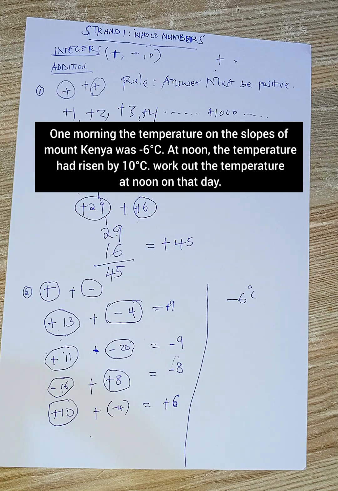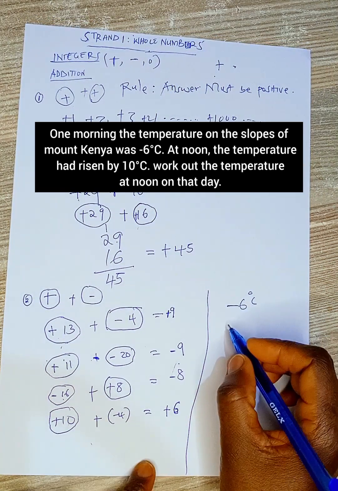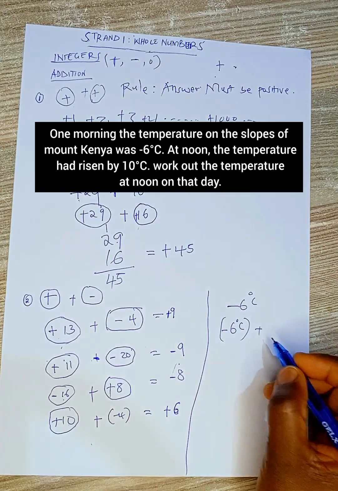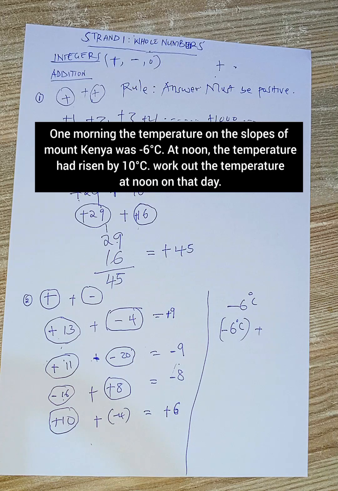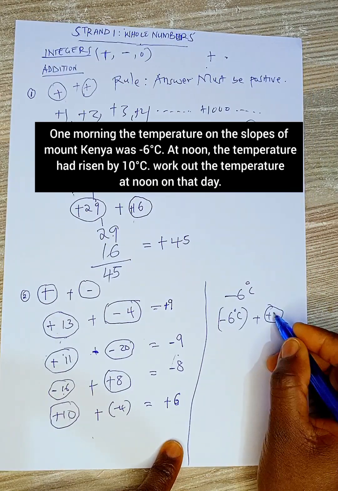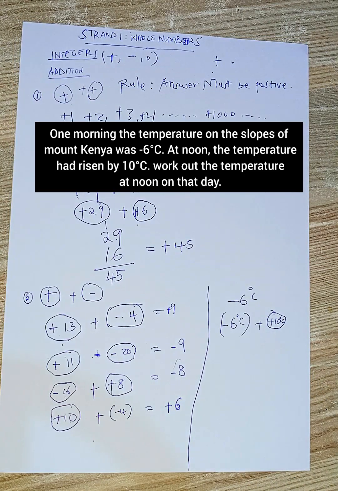So in the morning, it was negative 6 degrees Celsius. At noon, the temperature had risen, so we are adding. If it had dropped, we would have subtracted. But because the temperature is rising, we take our negative 6 degrees Celsius and add the rise of 10 degrees Celsius. So we add positive 10 degrees Celsius. Remember, it is a rise, so it is positive.